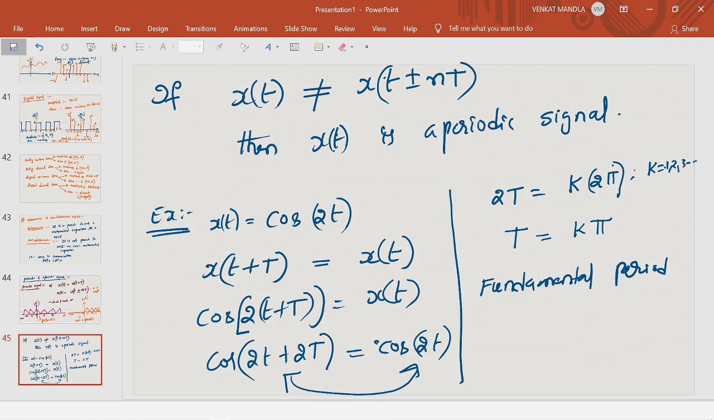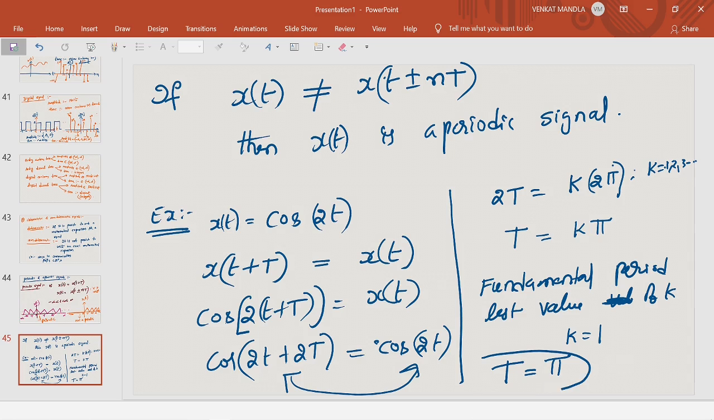So what is the fundamental period? The fundamental period is the least value of k. So what is the least value of k? K equal to 1, so T equal to pi. Here, in this case, the period is T equal to pi. So for cos 2t, the period of the signal is pi.